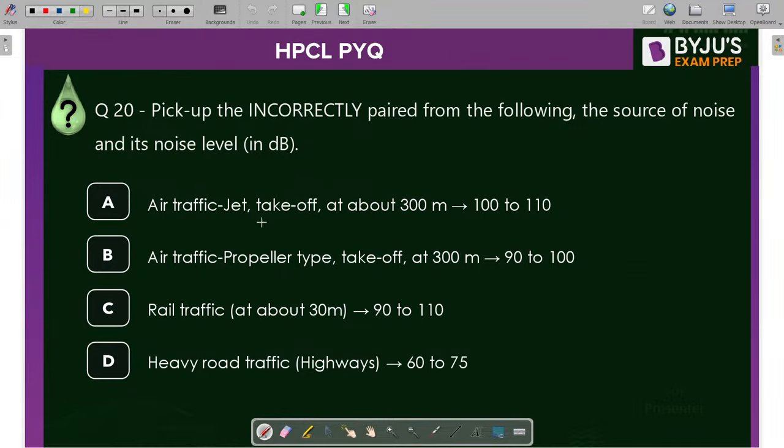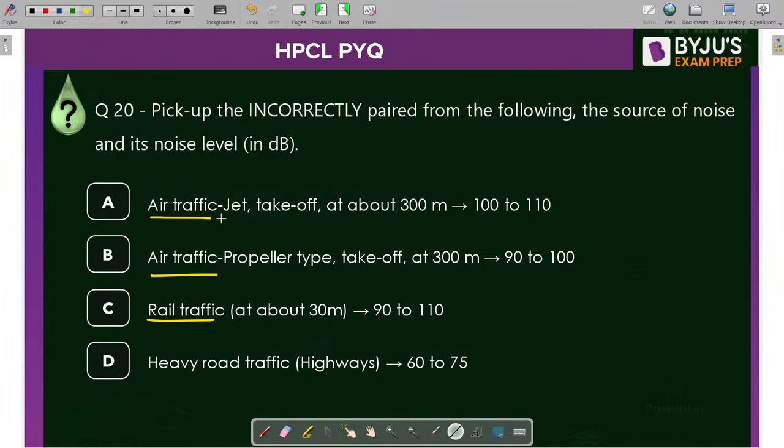This is the last question. Now this particular value you have to remember for your examination purpose. This is a basic standard value. If you know the standard value, then only you can write the correct answer. Otherwise, you are not able to give the correct answer over here. So let me explain, guys. There are basically three options which are correct over here. This one is correct, this one is correct, this one is correct.